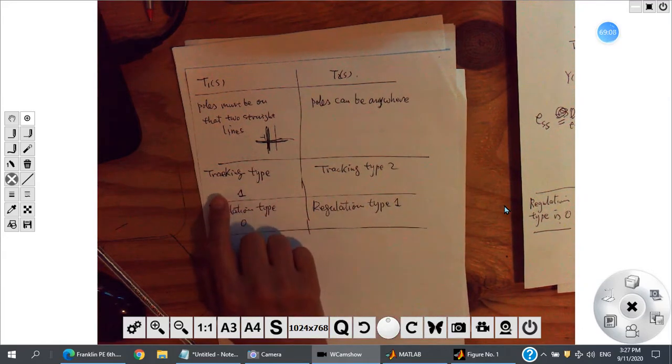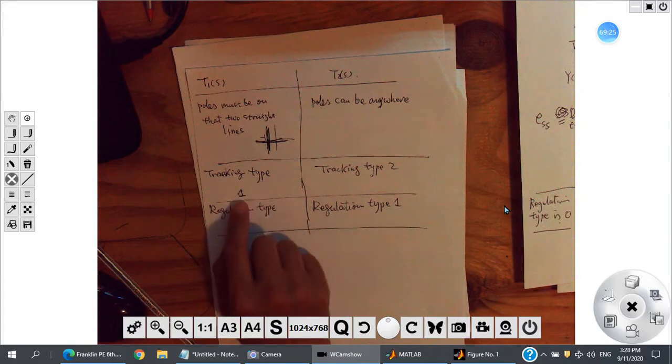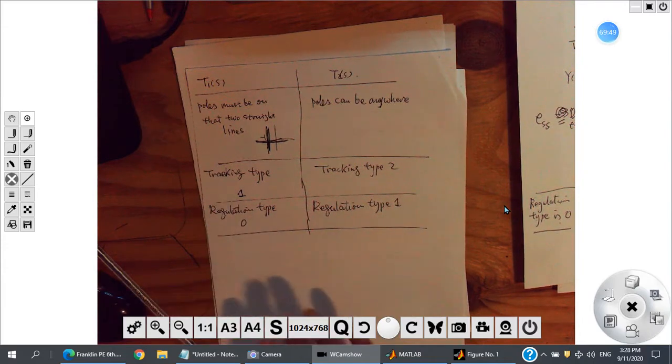And for T1, the type is 1. So only when the input is a constant, a unit step, the output can reach the input. If the input is a ramp, the output will also be a ramp, but always keep a distance. This is type 1. That means when the input is a polynomial with order 1, a ramp, just t, the output will be a value close to t, but will never reach it.